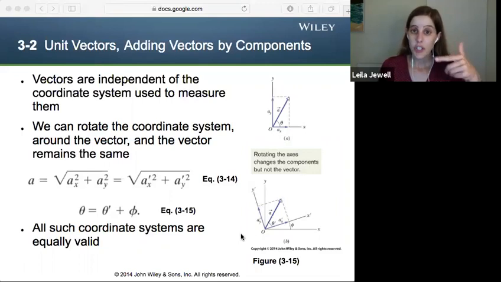So that means that all such coordinate systems are equally valid. We don't have to keep our coordinate system up and down. And we'll use this quite a bit actually in chapters 5 and 6 when we deal with problems that are on a ramp or on an inclined plane, that we can rotate our coordinate system and it'll work just as well.